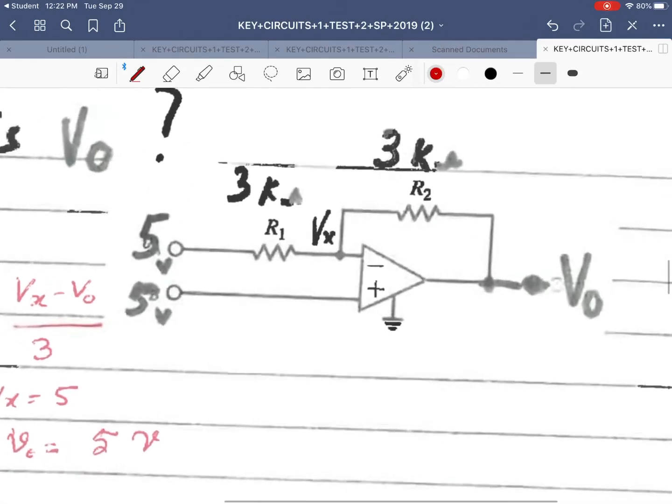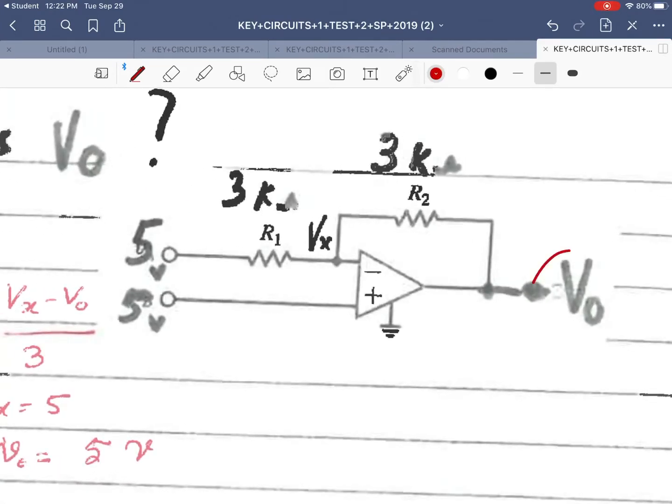on this test. So if we want to find VO over here, what we can do is look at this node right here. And remember, the sum of all of the currents coming out of this node should be equal to 0. So let's do exactly that.